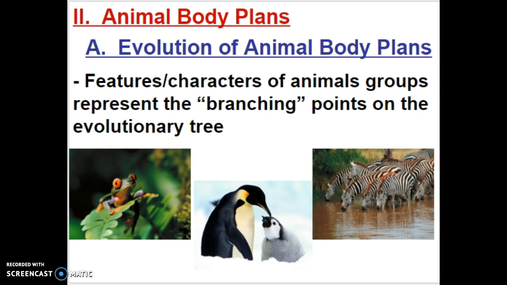Because we have a lot of animals that live in a lot of different types of environments and habitats, the evolution of the animal body plan, those features and characters of animal groups, represent the branching off points on the evolutionary tree. Remember, the kingdom Animalia has one branch, but all the separate branches that form from that show how animals have evolved to live in the environments that they do.